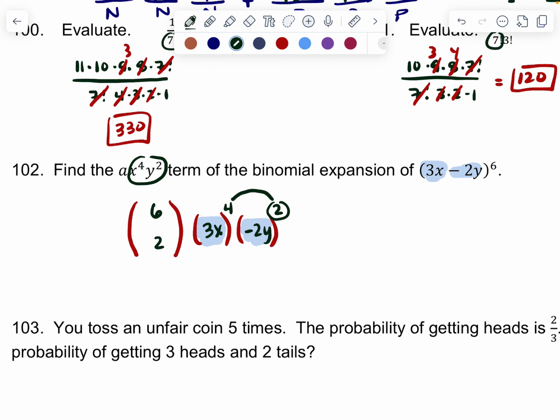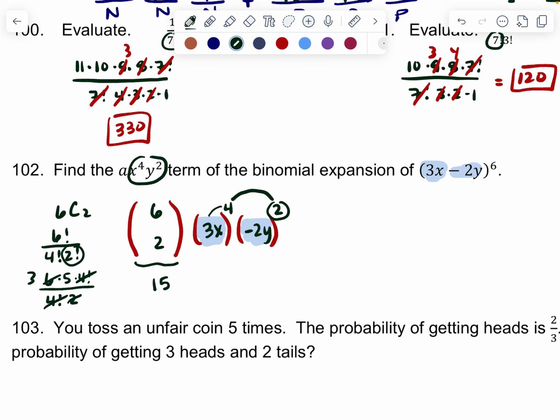So I have 6 choose 2. That's what this means. Let's figure out what that is. So it's 6 factorial over 6 minus 2, which is 4 factorial, times 2 factorial, which is 6 times 5 times 4 factorial over 4 factorial times 2 factorial, which is just 2 times 1, which is 2. Okay, that goes away. 6 divided by 2 is 3. 3 times 5 is 15. So this is 15.